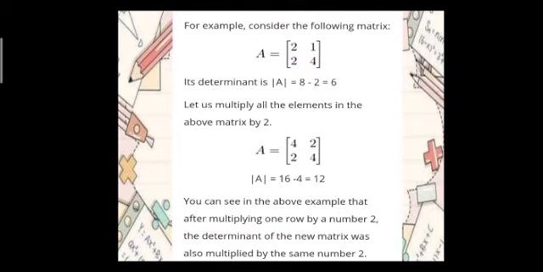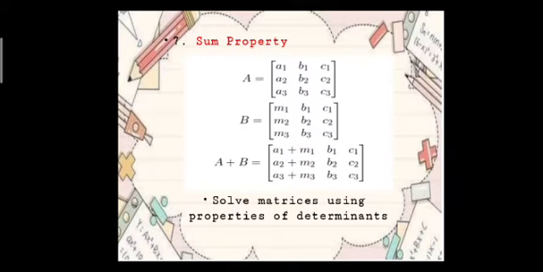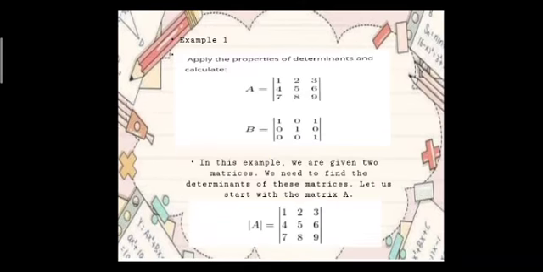You can see in the above example that after multiplying one row by the number 2, the determinant of the new matrix was also multiplied by the same number 2. Seventh property is the sum property. As you observe, just simply add the A and the B. So A plus B is equal to this. This would be the result. So let's cite another example.